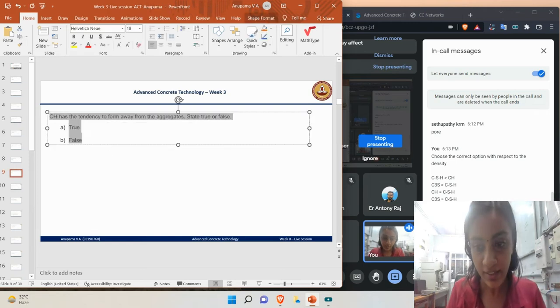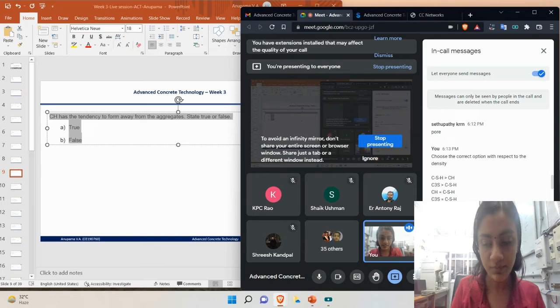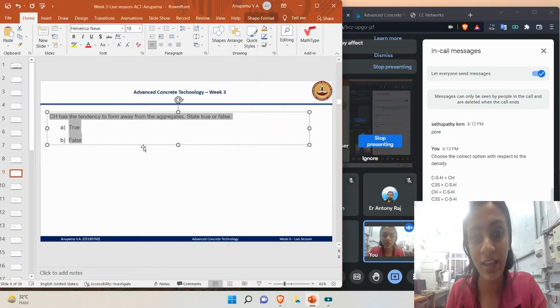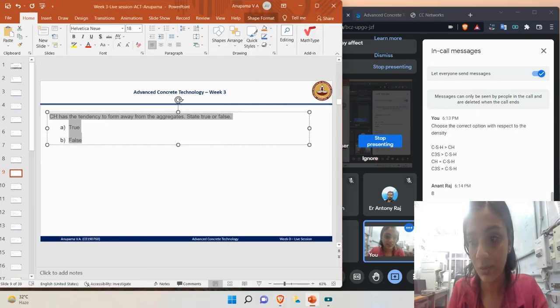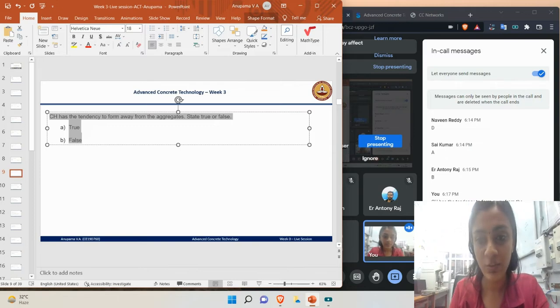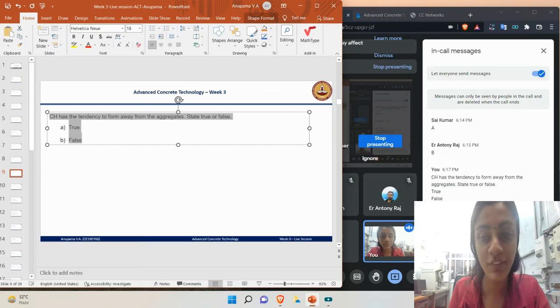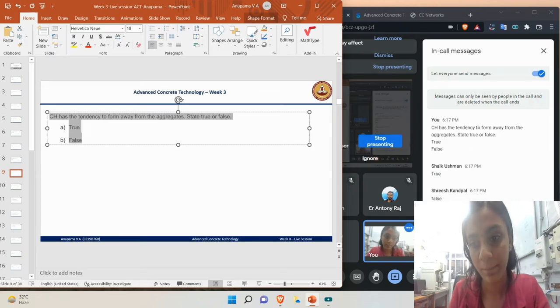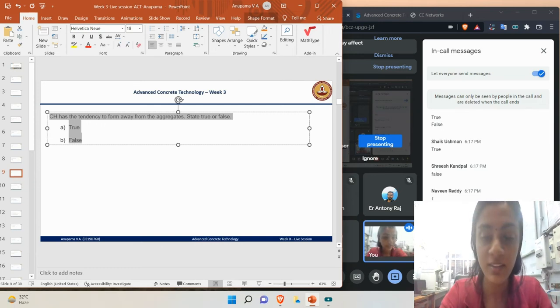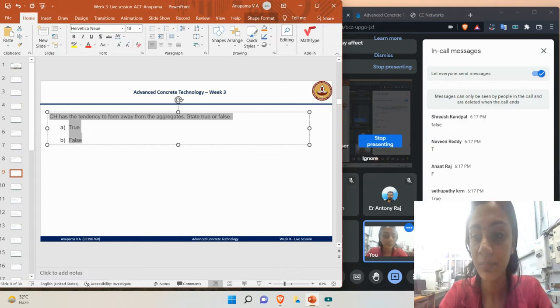CH or Portlandite has a higher tendency to form away from the aggregates. State true or false. CH is Portlandite, or calcium hydroxide. It has a tendency to form away from the aggregates. So it's a true or false question. Please feel free to express your opinion. It can be either right or wrong, no issues. Okay, so I'm getting a mixed response here.